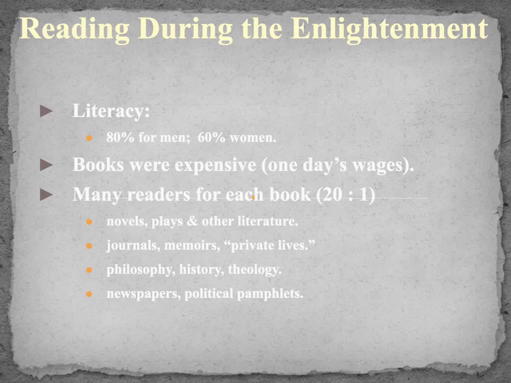Many readers for each book. Okay, you got basically a 20-to-1 ratio. What kind of books did they have, or what were they reading during this time period? Novels, plays, literature, journals, memoirs, philosophy, history, theology, newspapers, and political pamphlets were all the rage of the day. And so they're getting their understanding of the world through all these types of books and the different types of literature that's out there.